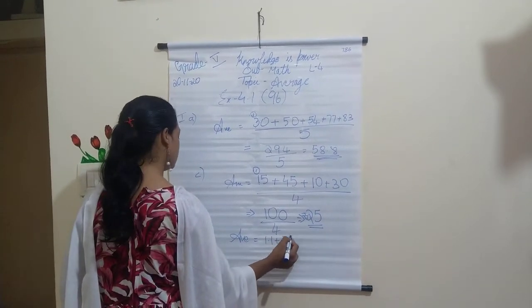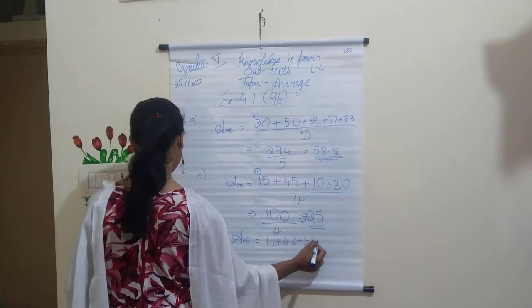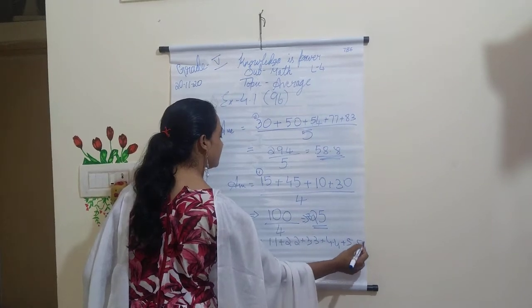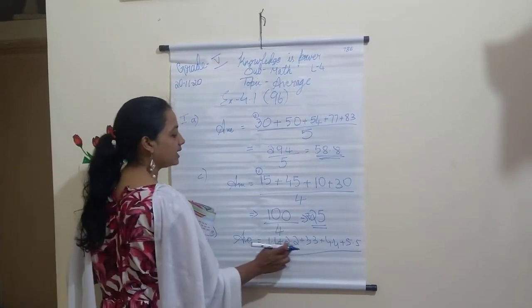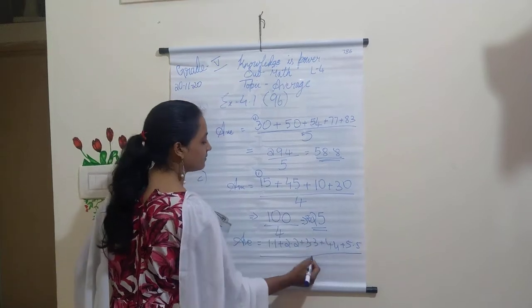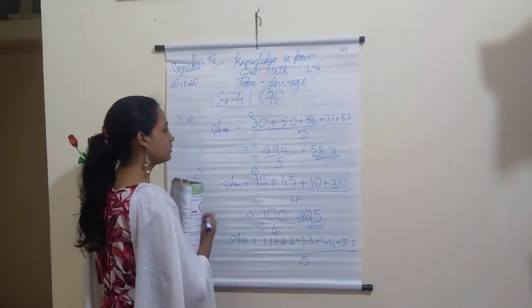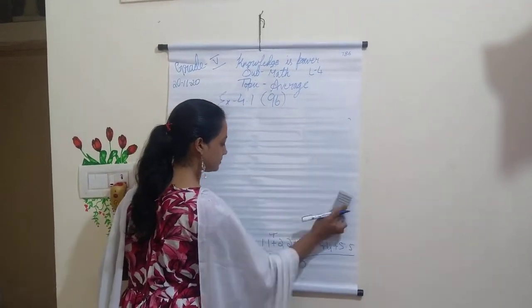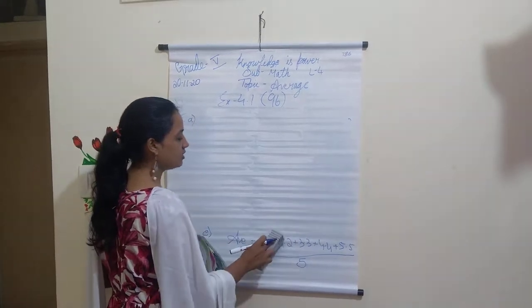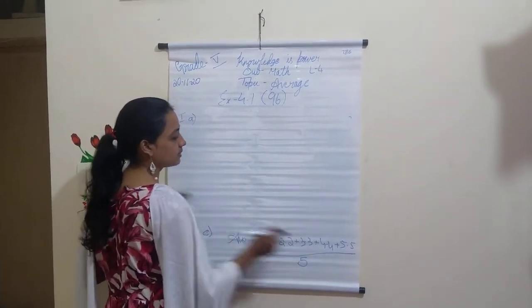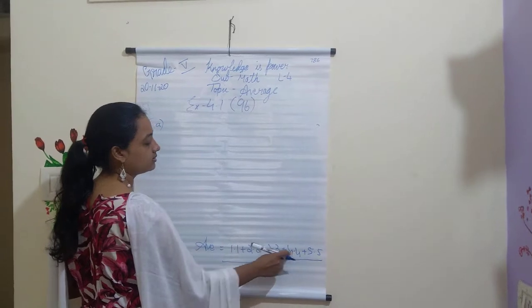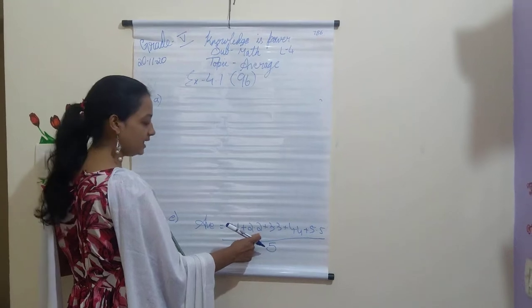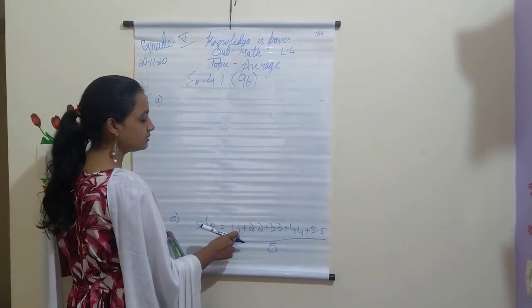1.1 plus 2.2 plus 3.3 plus 4.4 plus 5.5 divided by what? 1, 2, 3, 4, 5. So let me erase this. Now what is the answer after adding all the decimal numbers here? 5 plus 4, 9. 9 plus 3, 12. 12 plus 2, 15. 15 plus 1, 16.